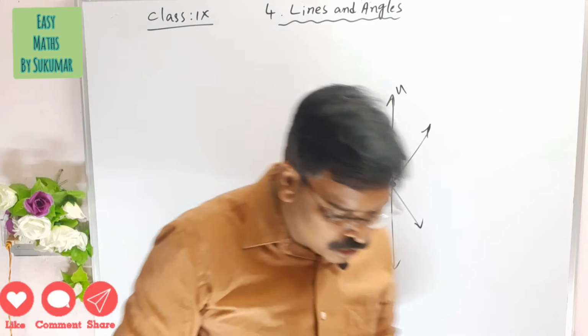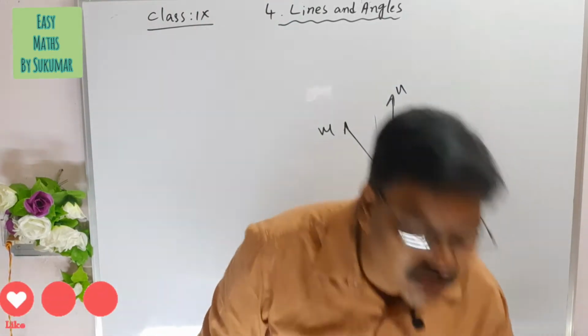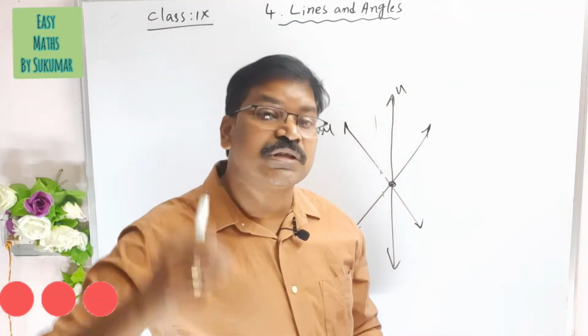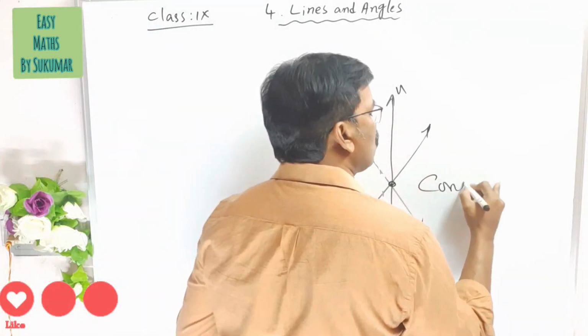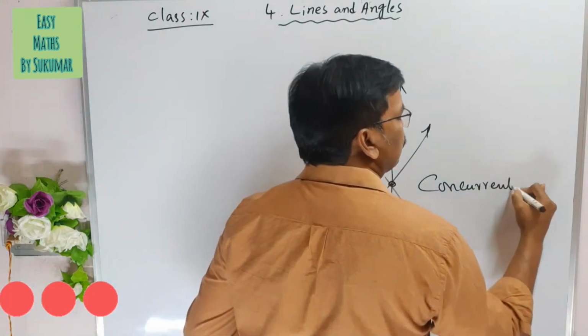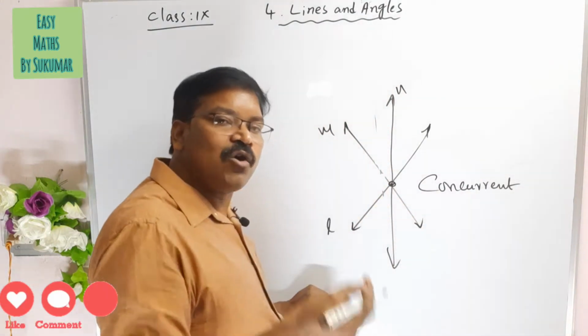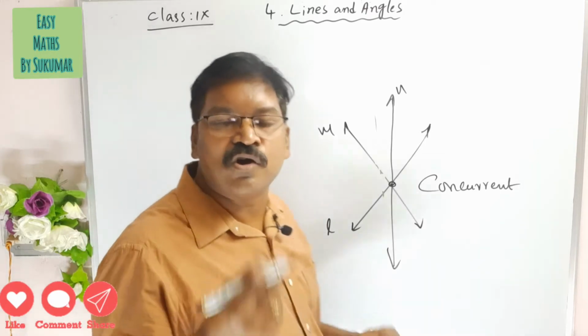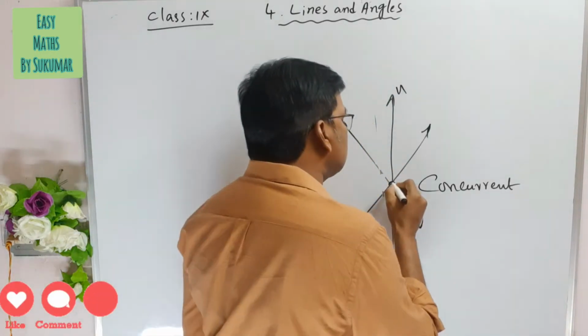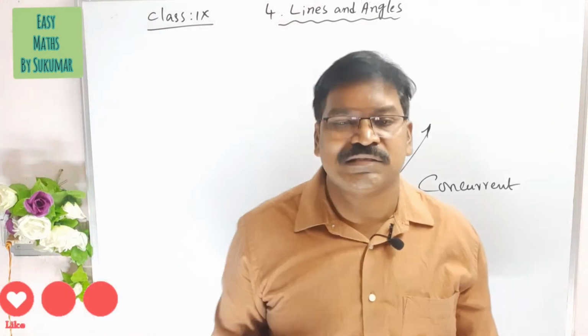Concurrent means three or more lines passing through the same point are called concurrent lines. What is concurrent? Three or more lines passing through the same point are called concurrent lines. This point is called the point of concurrence.